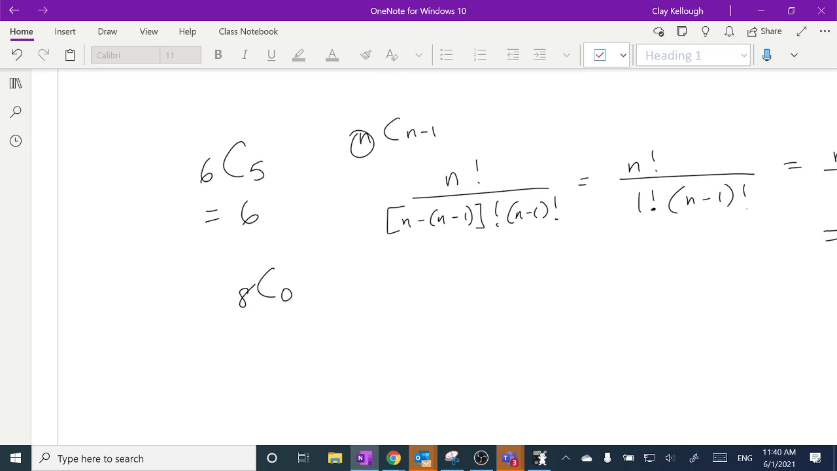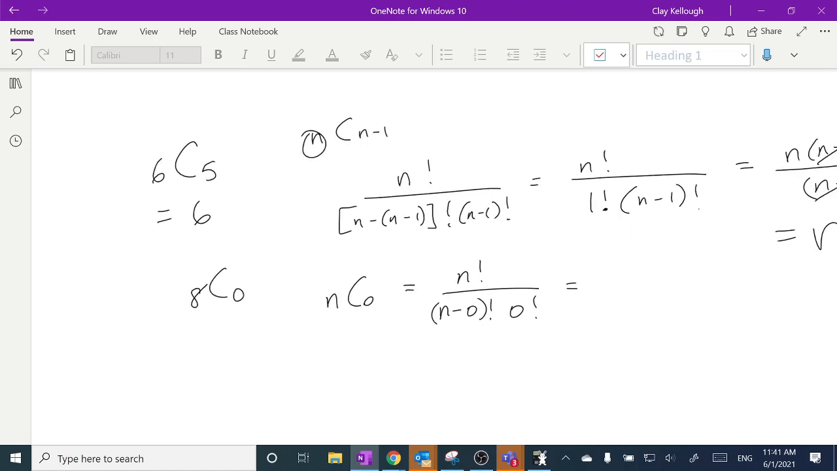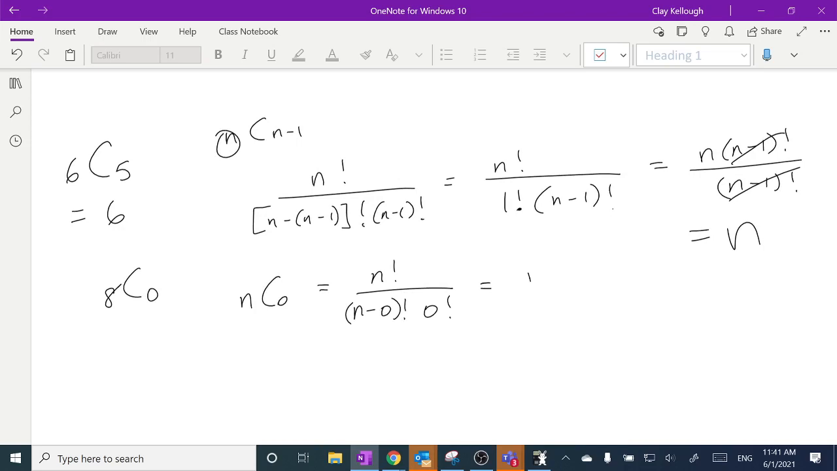And the other one is, how did I know that 8 choose 0 was just going to be 1? Well, think about it. Suppose we have n choose 0. So that's going to be n factorial all over n minus 0 factorial, 0 factorial. And what's n minus 0? It's still n. So I have n factorial over n factorial. And there's that pesky 0 factorial again, which had better be 1, or else that doesn't make sense.